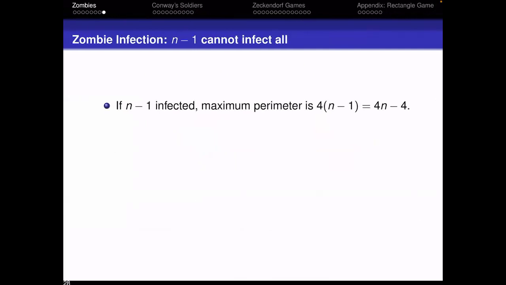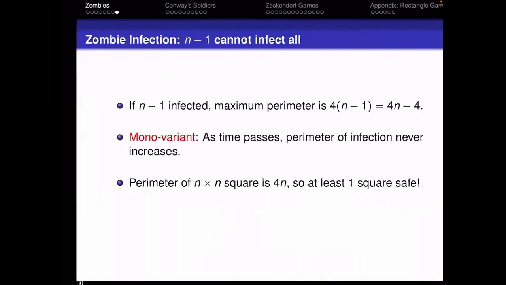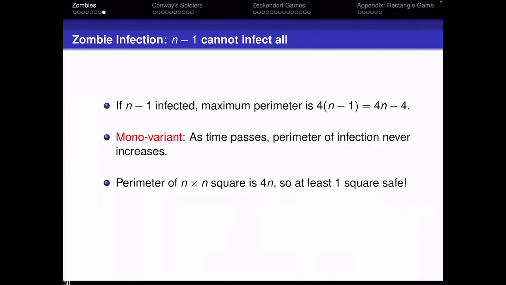So the perimeter is a monovariant. If we have n-1 cells that are initially infected, the maximum possible perimeter of the infection is 4n-4. So why does this mean that not everybody can be infected? For everybody to be infected, you need 4n. So for everybody to be infected, we would have to have a perimeter of 4n. Again, monovariant: as time passes, the perimeter of the infection never increases. The perimeter of the full square is 4n, so at least 1 square is safe.